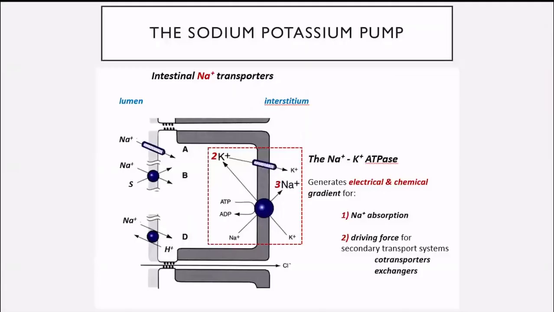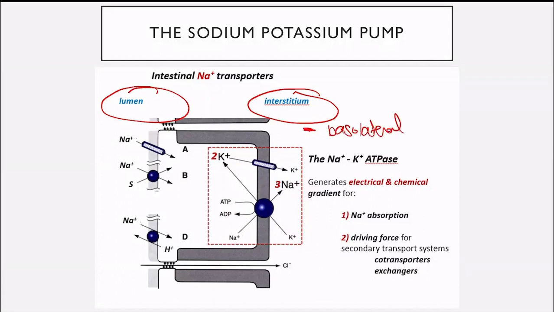Next, we're going to talk about the sodium-potassium pump. Now, this is going to basically be the most important thing in all of the small intestine and then up to the colon. Let's orient ourselves. We have the interstitium over here, and then we have the lumen over here. This side is the basolateral membrane, and this is the apical membrane.